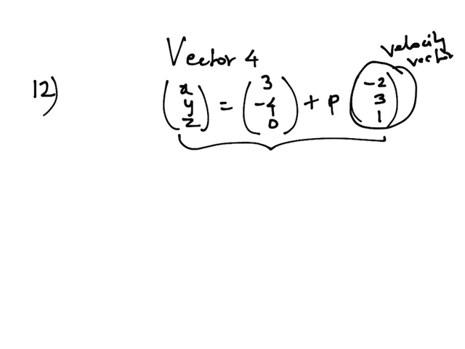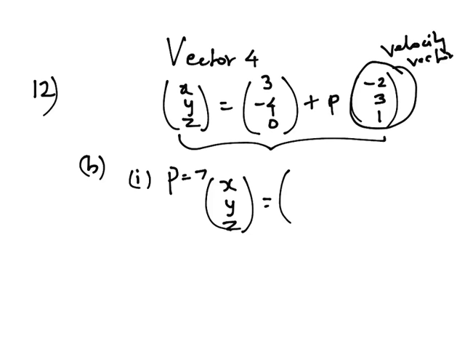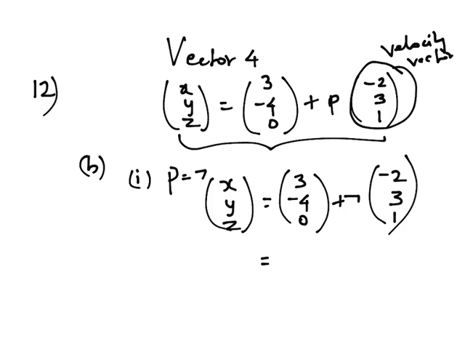Now the second part: after 7 seconds, the airplane passes through a point B. Then what are the coordinates of B? So what we need to do is put P as 7. So you'll get (x, y, z) equals (3, -4, 0) plus 7 times (-2, 3, 1). So 3 minus 14 is -11, -4 plus 21 is 17, and 0 plus 7 is 7. The coordinates of B are -11, 17 and 7.